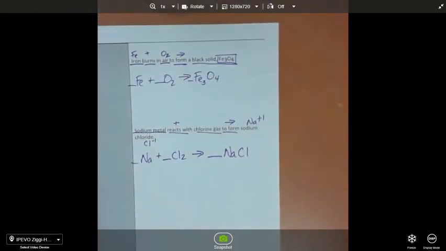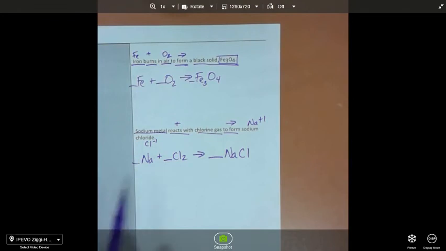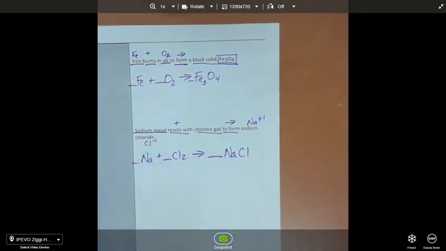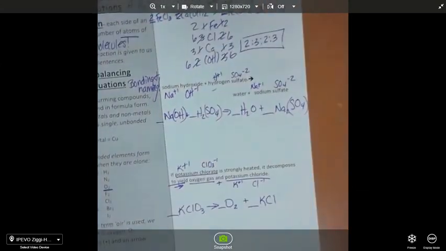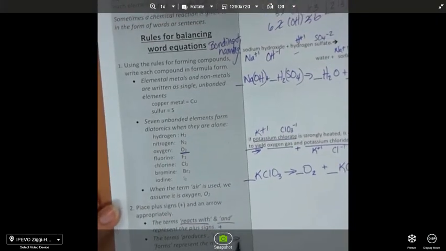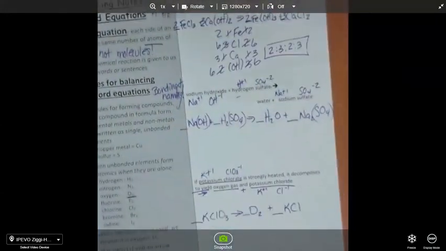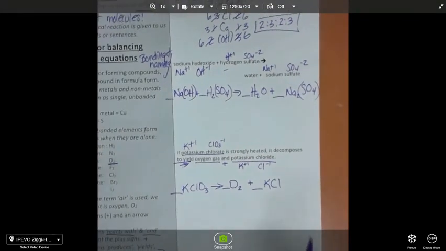All right, so that's how you go from words to the actual formulas. So remember, things like burns in, reacts with, and those are going to represent the plus signs here. Anything that says to produce, to yield, forms, those are going to be your arrows. So you want to look for anything that looks like it might be a reactant and anything that looks like it might be a product.